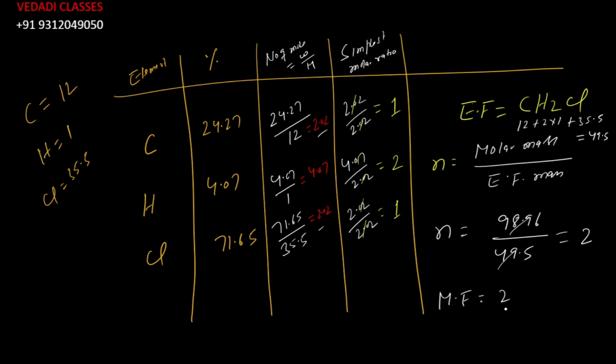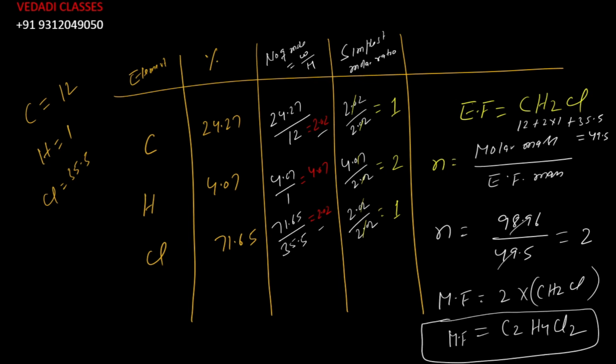n is 2, and the empirical formula is CH2Cl. Multiply with 2, then it will come C2H4Cl2. So this is the molecular formula of the compound. You got it. This is the simplest way to find the molecular formula if the molecular mass is given.